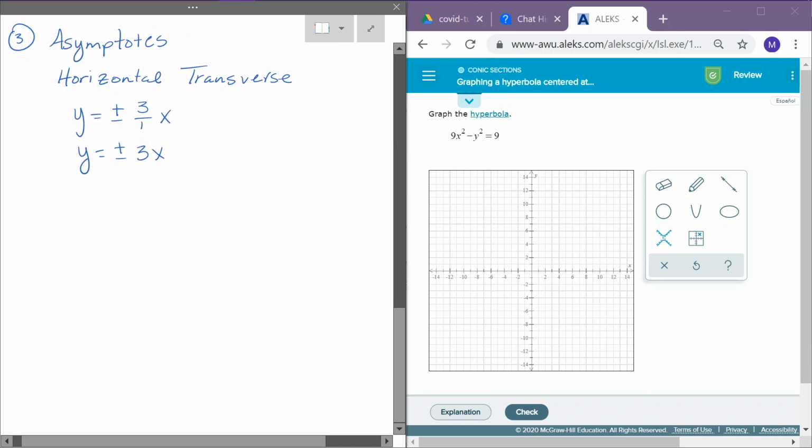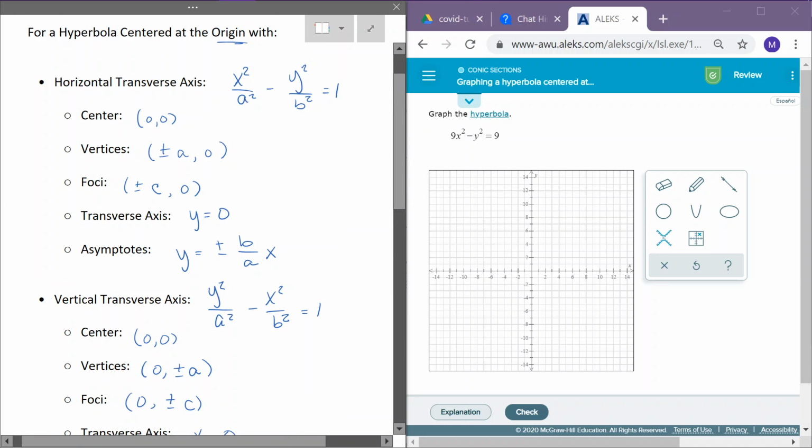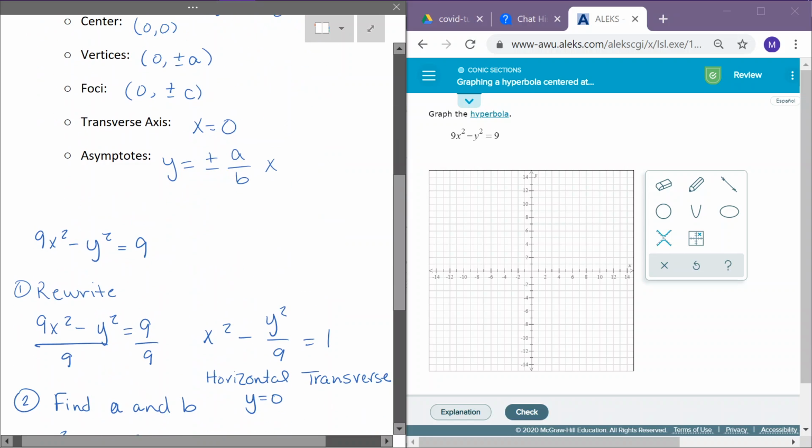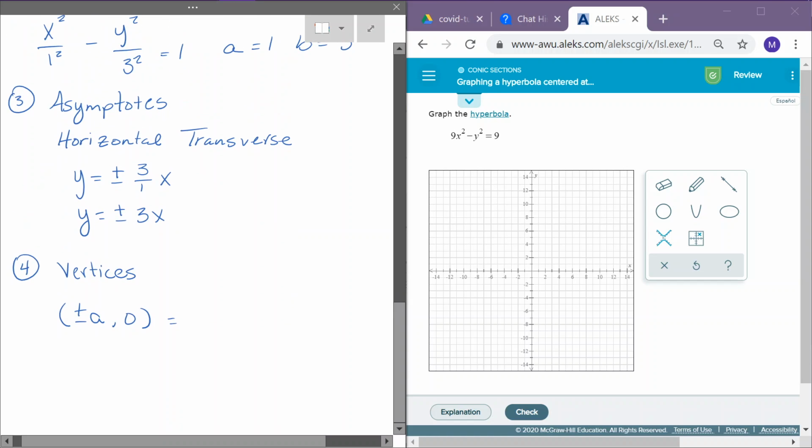And then last, we need to find our vertices. So our vertices, because this is horizontal, look like plus or minus a comma 0. So that means we have plus or minus 1 comma 0. So we have 2 points here. We have 1 comma 0 and we have negative 1 comma 0 for our vertices.